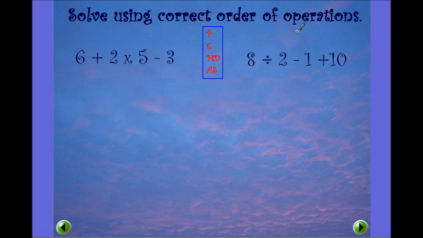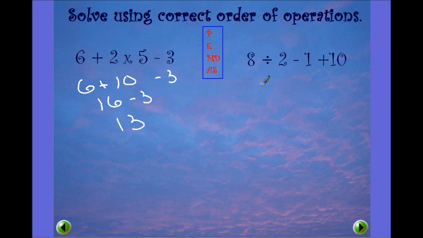Alright, you go ahead and try these and come on back when you're ready to go. Alright, so we're going to do 2 times 5 first, so that's 10. And then write down what I didn't use. I'm going to go 6 plus 10 is 16. I'm going to get 16 minus 3, which is 13.